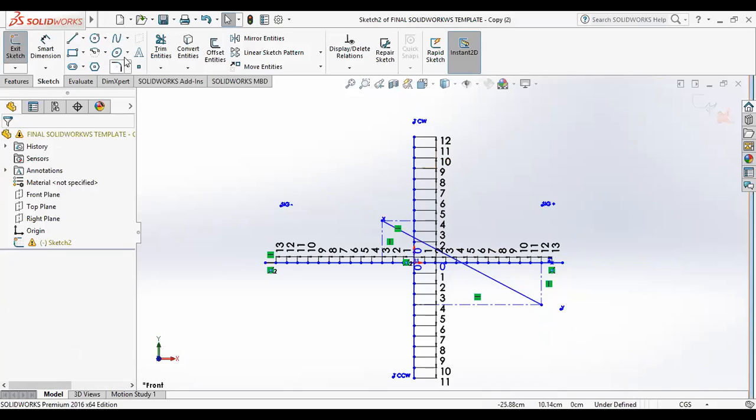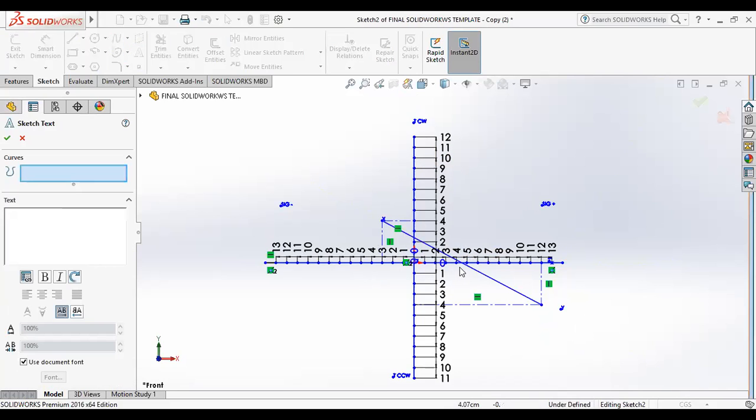Next, mark the point where this line intersects the horizontal line as point C.